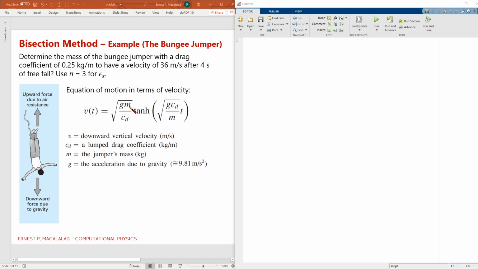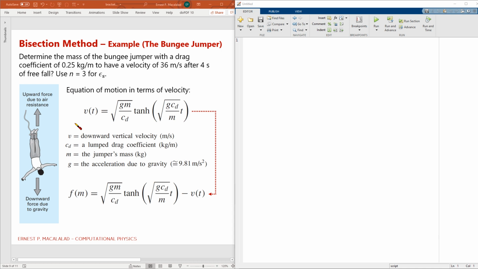Now, as we notice here, everything has already been given except for our mass. So that means the only unknown variable here will be mass. Therefore, we can rewrite this equation as a function f of m, equal to the square root of g m over cd times the hyperbolic tangent of the square root of g cd over m times t, minus v, and we are going to equate this to 0.